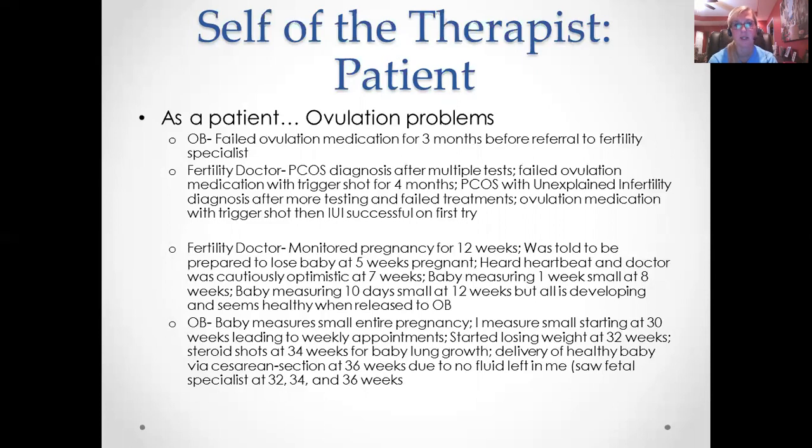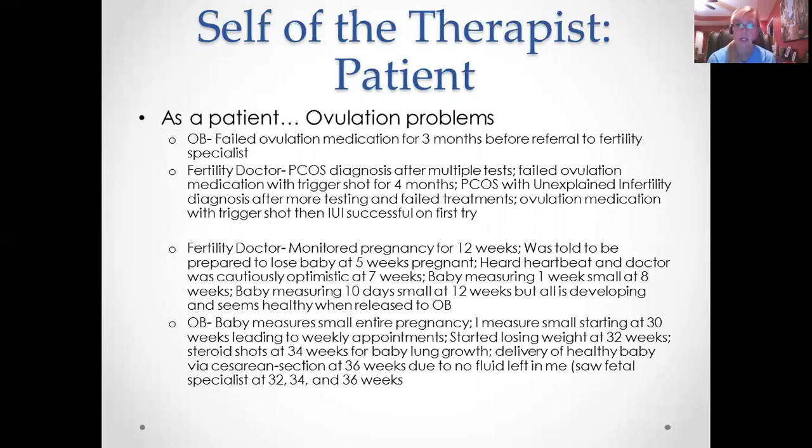So with a fertility specialist, after multiple tests, I was diagnosed with polycystic ovarian syndrome. It doesn't present itself like many typical women who have polycystic ovarian syndrome, but I do have some of the classic symptoms. I tried ovulation medication for 4 months. I also took a trigger shot with that to help me ovulate. We were successful with ovulating 3 of those 4 months, but we were unsuccessful at getting pregnant.